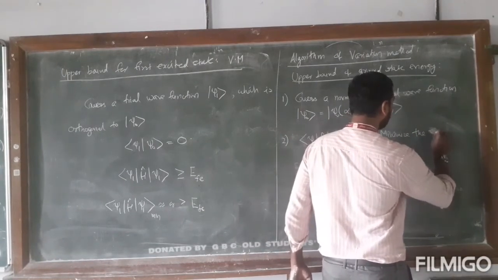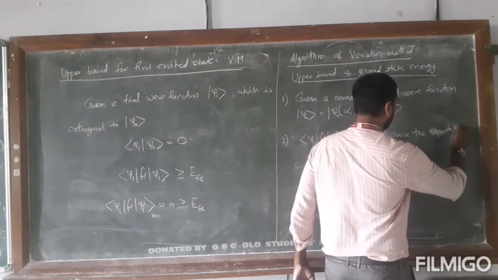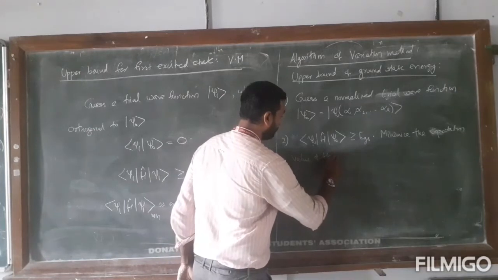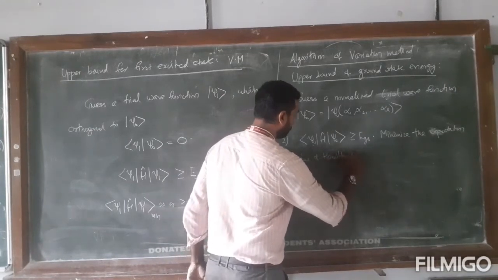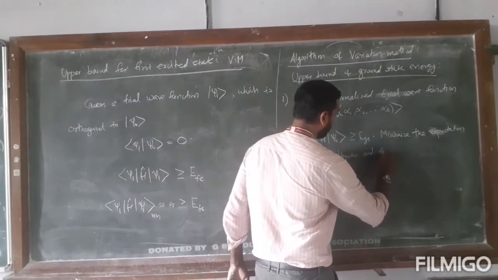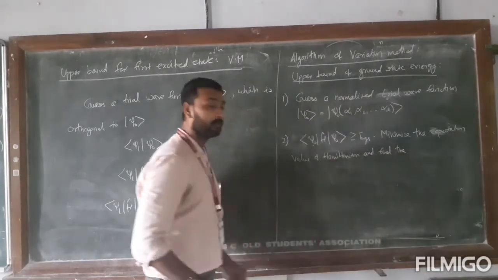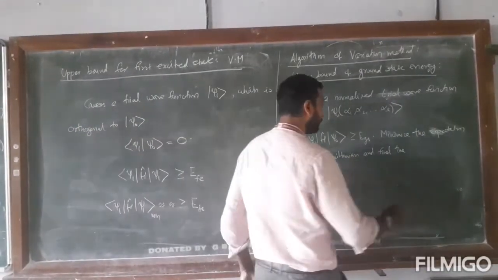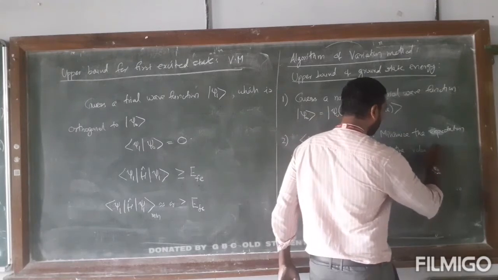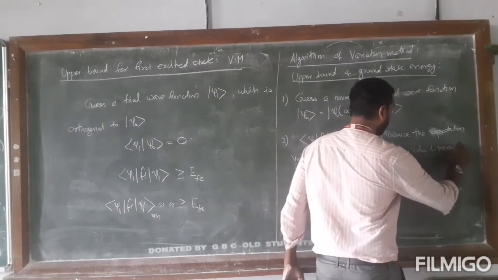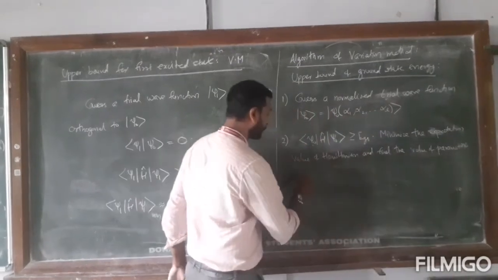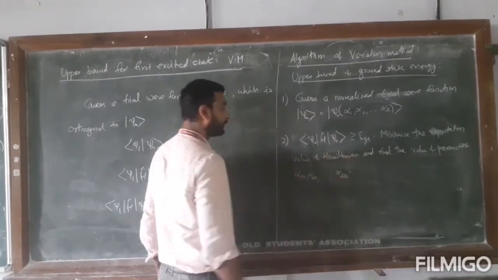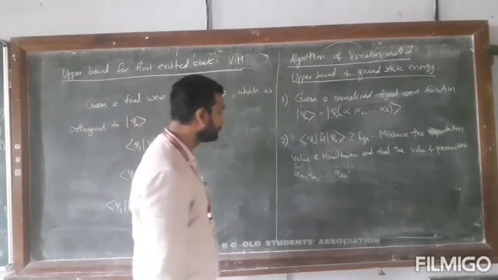So minimize the expectation value of the Hamiltonian and find the parameters which minimize it. We have to find the values of the parameters, which we can denote by the symbols alpha 1 0, alpha 2 0, etc., to alpha L 0. Now how will you minimize it?